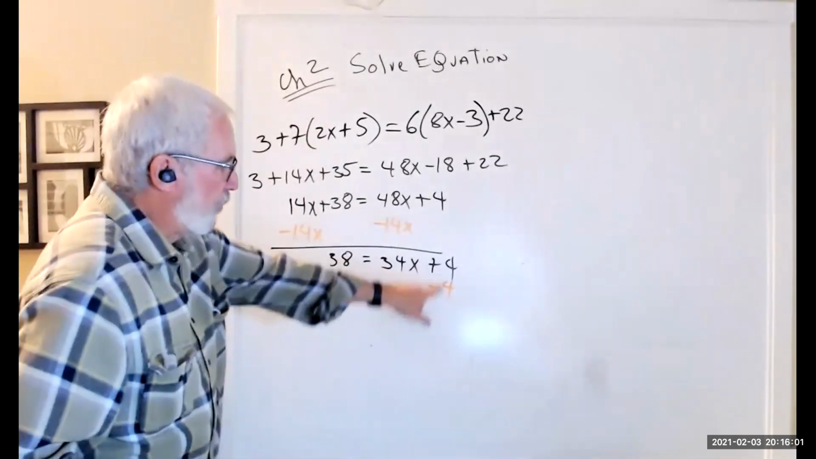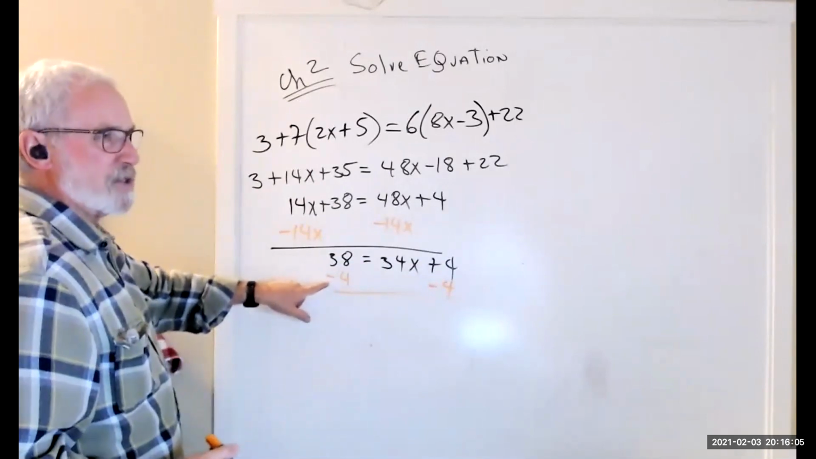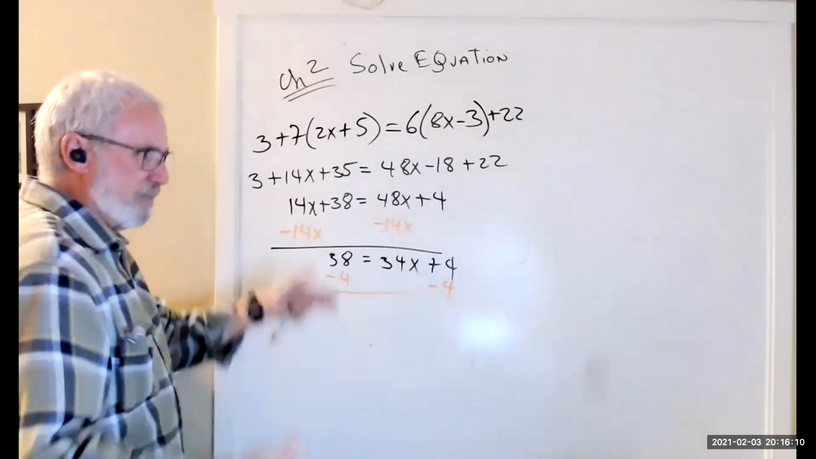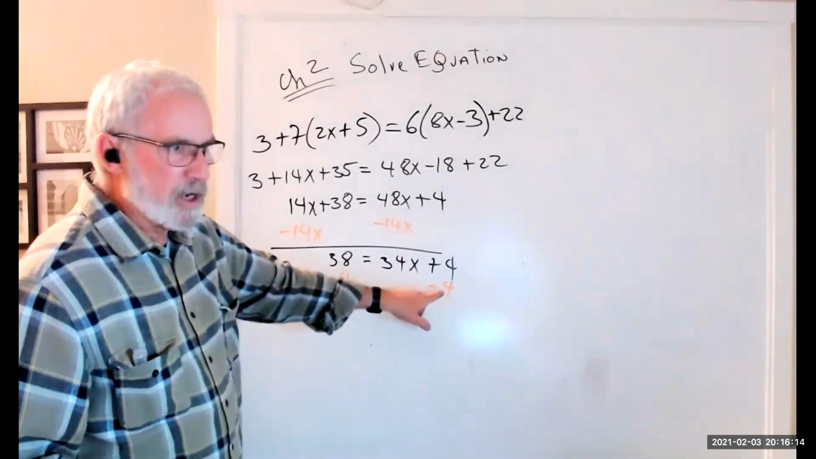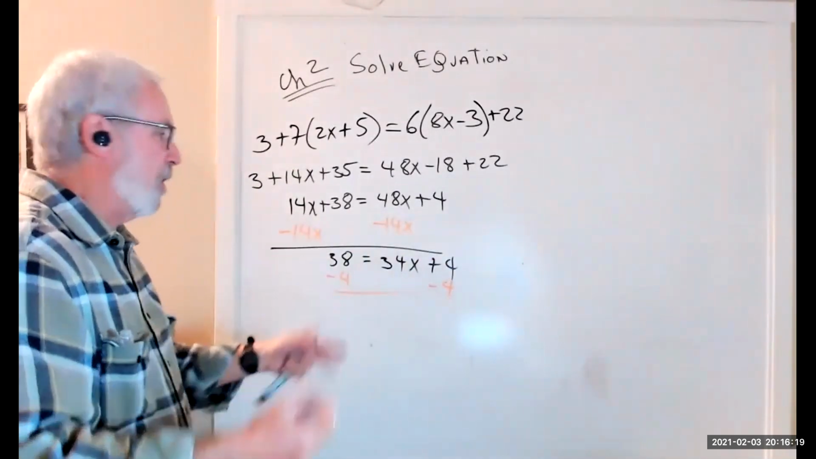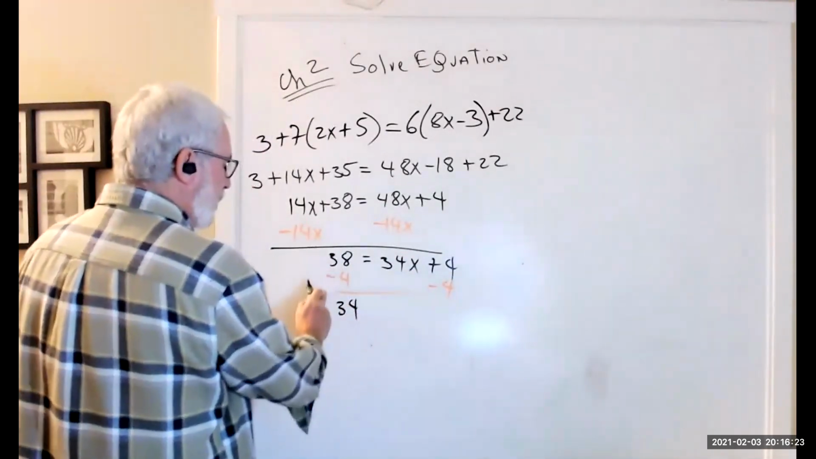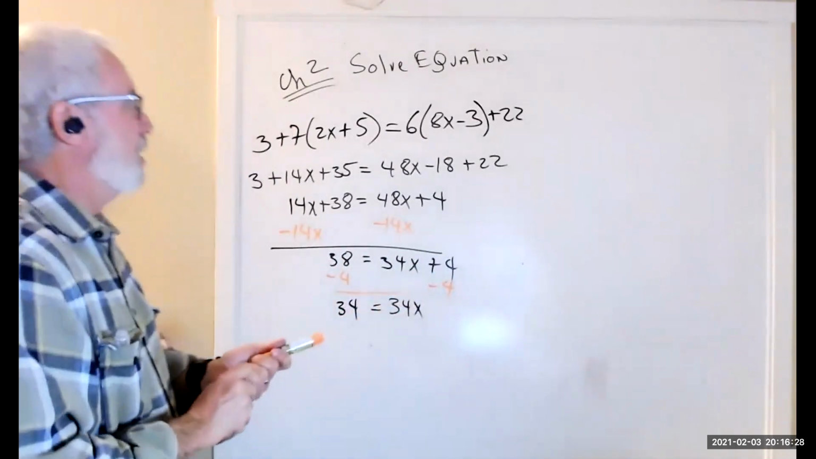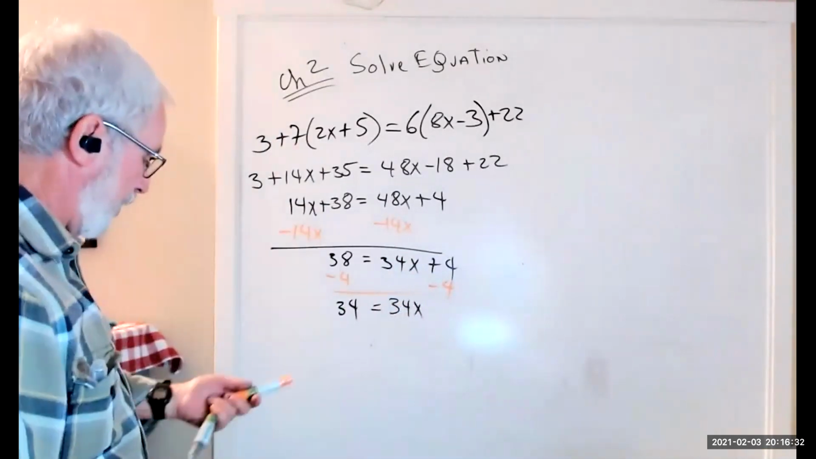I minus 4 on this side to get rid of the 4. Why did I minus 4 on this side? To keep it balanced. Good, good. Several of you got that. Minus 4 here to get rid of it. Minus 4 here for the balance. Always the balance. So this gives me 38 take away 4 is 34 equals 34x. Okay, so maybe I shouldn't make fun of the 22 because the 22 really helped this problem.